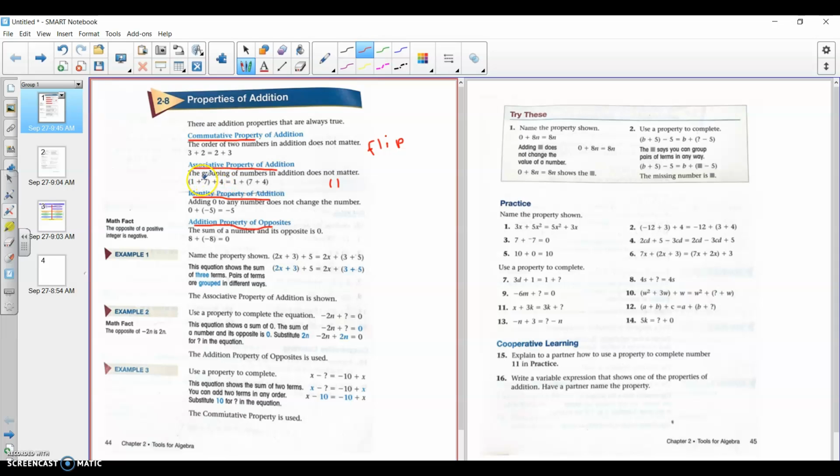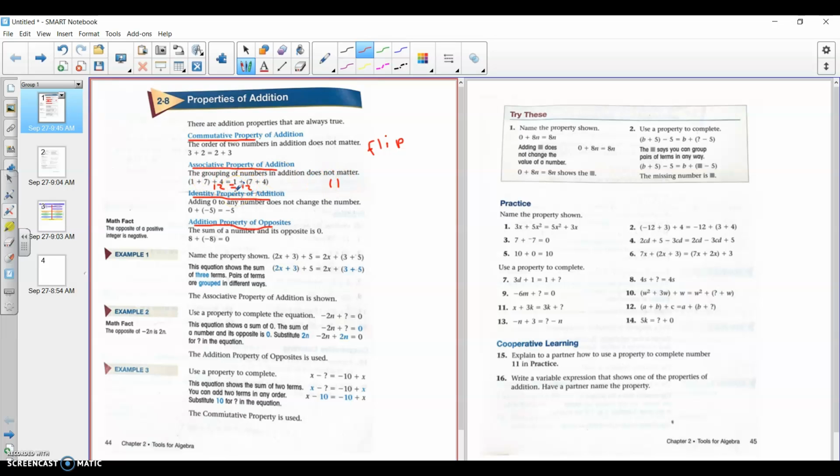So how does this work? Well, order of operations tells us we have to do 1 plus 7, which is 8, and 8 plus 4 is going to give you 12 on the left side of the equal sign. And then on the right side, we have to do 7 plus 4, which is 11, and 11 plus 1 is also 12. So you have 12 equals 12, and when both sides are equal, the associative property is going to be true. Again, you're looking for parentheses and the digits to be the same.